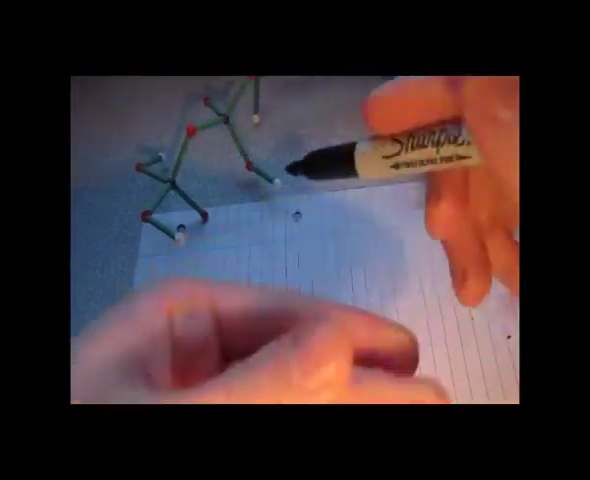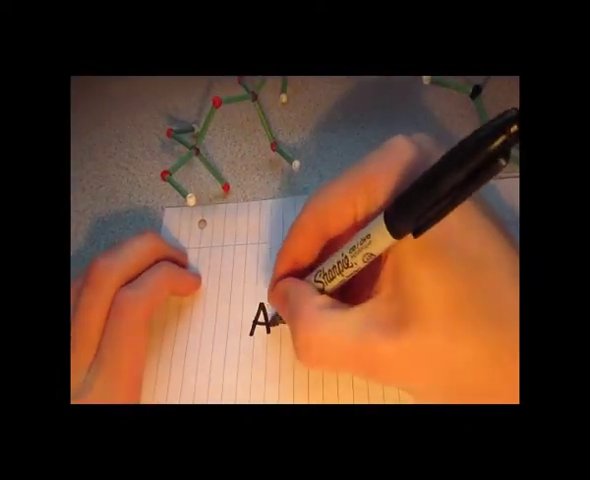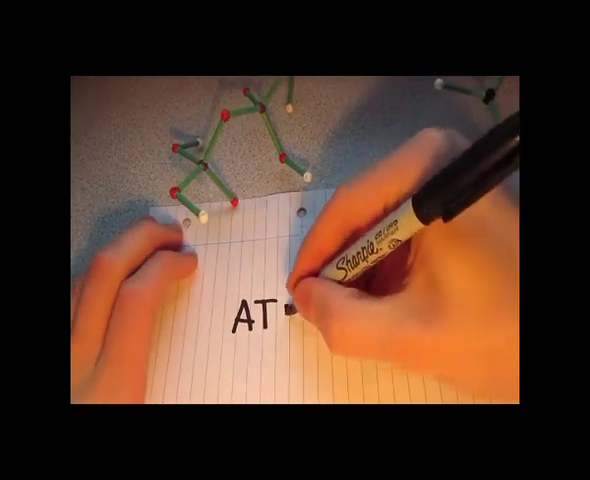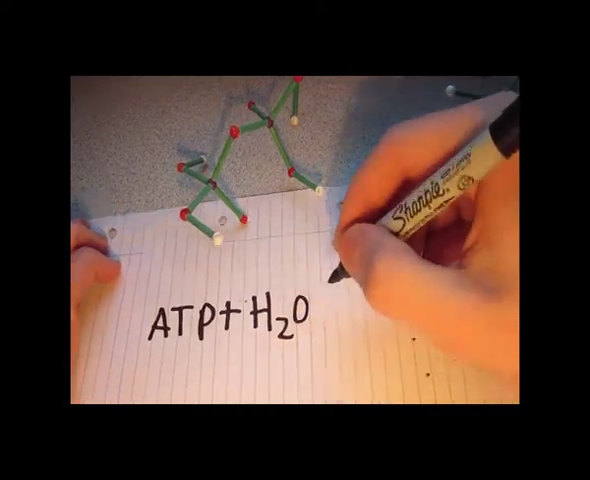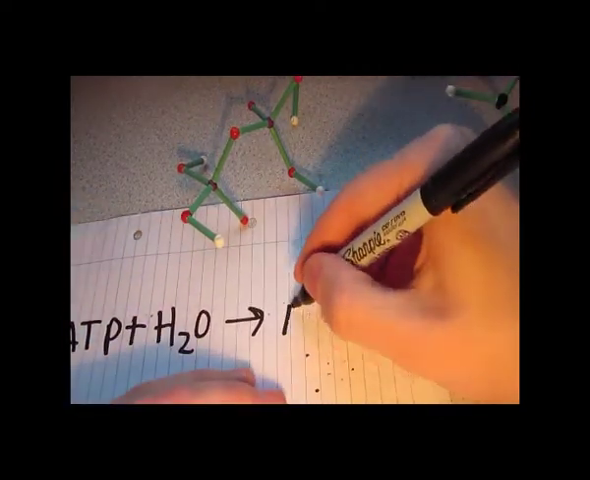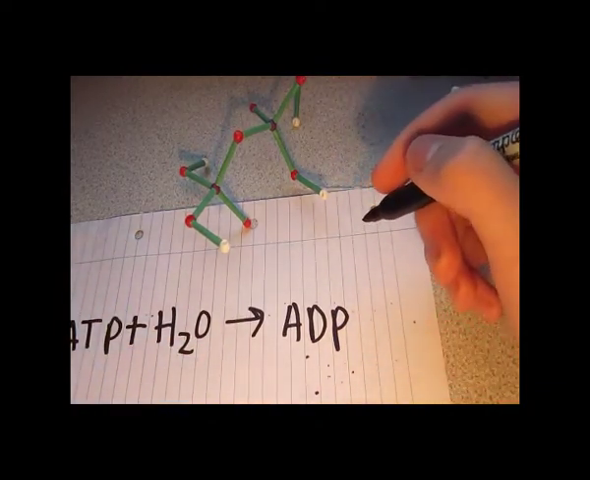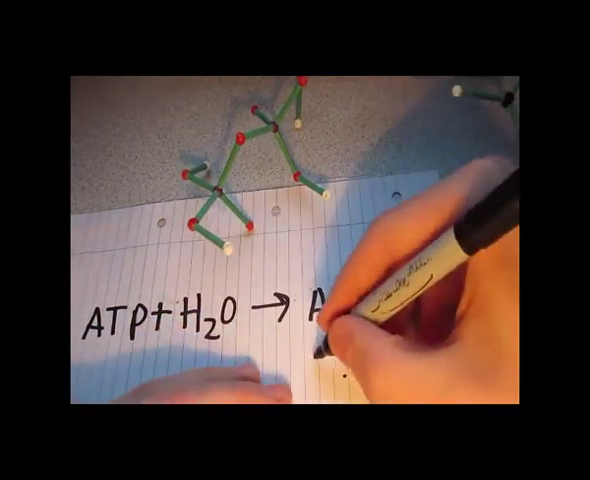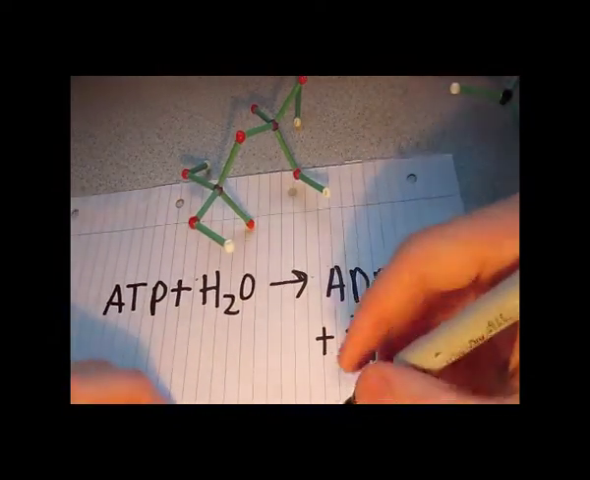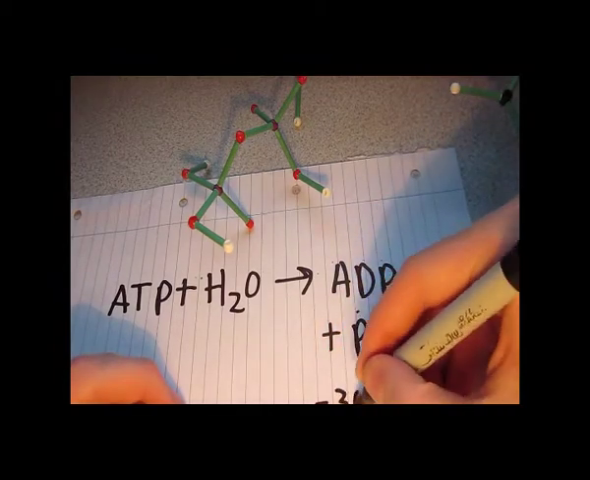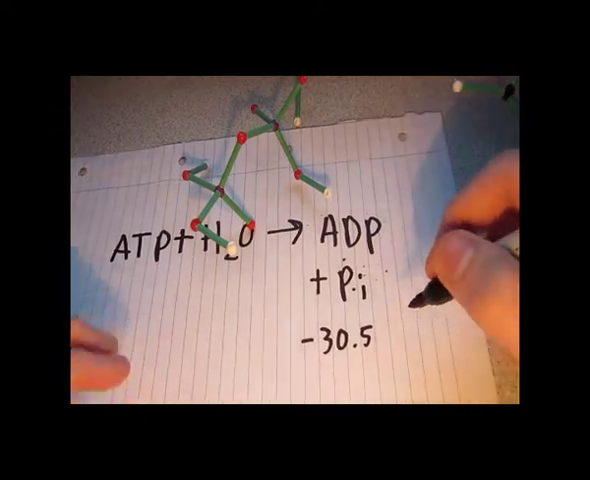We can see the equation for ATP releasing energy by this equation. ATP plus water goes to ADP, which is adenosine diphosphate as opposed to adenosine triphosphate, and an inorganic phosphate group. This produces about 30.5 kilojoules per mole of energy.